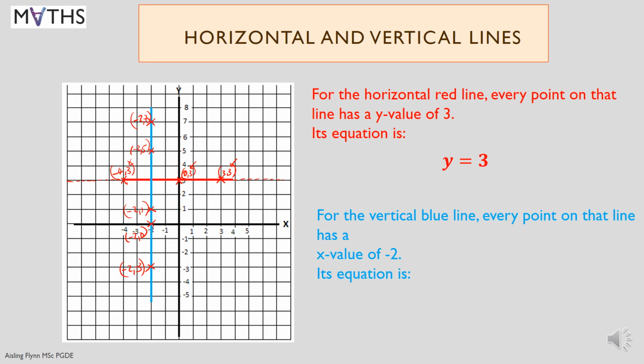So every point, and even between the whole numbers, would be the case. Say if I took this one, it'd be -2, -4.5, say. Okay, so every point up and down along that blue line has an x value of -2. So quite simply, we describe the line as being the x equals -2 line. Okay, so very simply, for horizontal and vertical lines, look at what's common for all the points on that line.